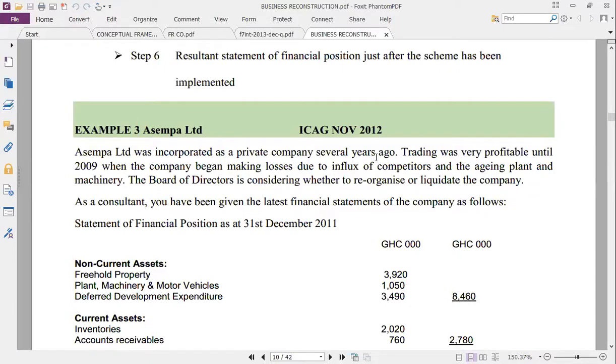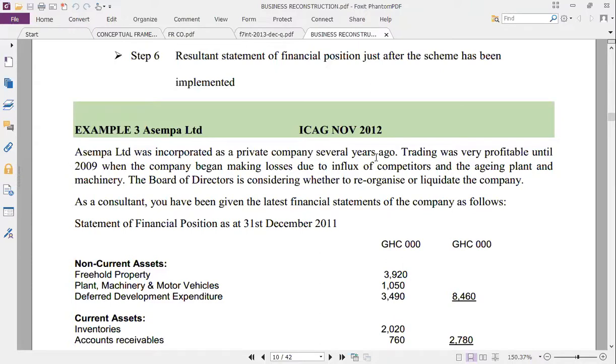What will be the recommendation? We are reviving the business. So if I should do a recommendation, I'll tell them to change their plant, buy new plants. Where do they get the money to buy the plant? Take money from shareholders. Let them contribute additional money so that you use the money to go and buy a new plant. Good. The board of directors is considering whether to reorganize or liquidate the company. I like that, and I'll bring that into the requirement.